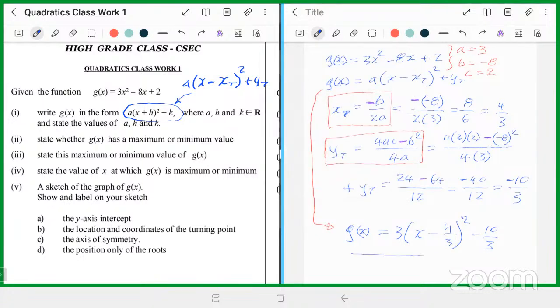This is the answer for the first part. Any question on that? Yes, sir.